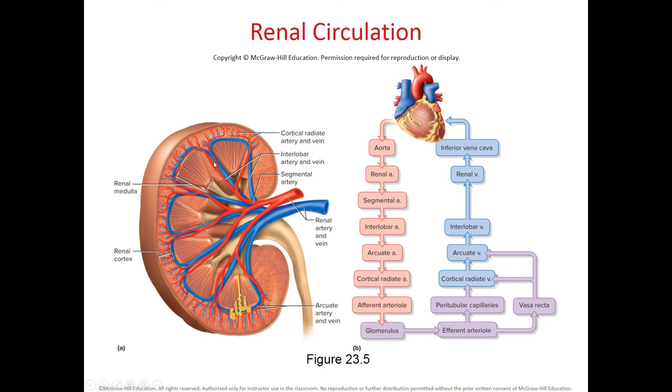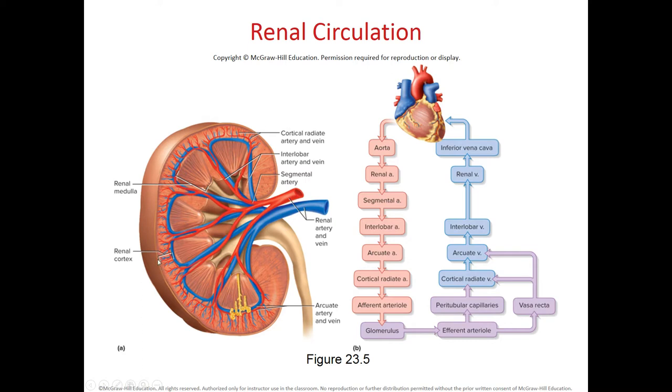And then the segmental, when it runs in between the pyramids, is going to be called interlobar. This interlobar next to the base of the pyramids is going to make this turn. And now this is going to be called the arcuate artery. And then the arcuate artery is going to send these branches towards the cortex. And these branches are going to be called the cortical radiate. And then the cortical radiate is going to form the afferent arterioles or arriving arterioles.